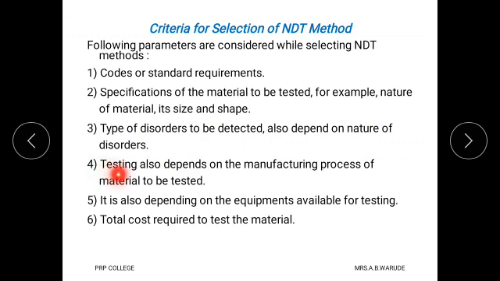Fourth, testing also depends on the manufacturing process of the material to be tested. Fifth, it also depends on the equipment available for testing. And sixth is the total cost required to test the material. These are some parameters on which the selection of NDT method depends.